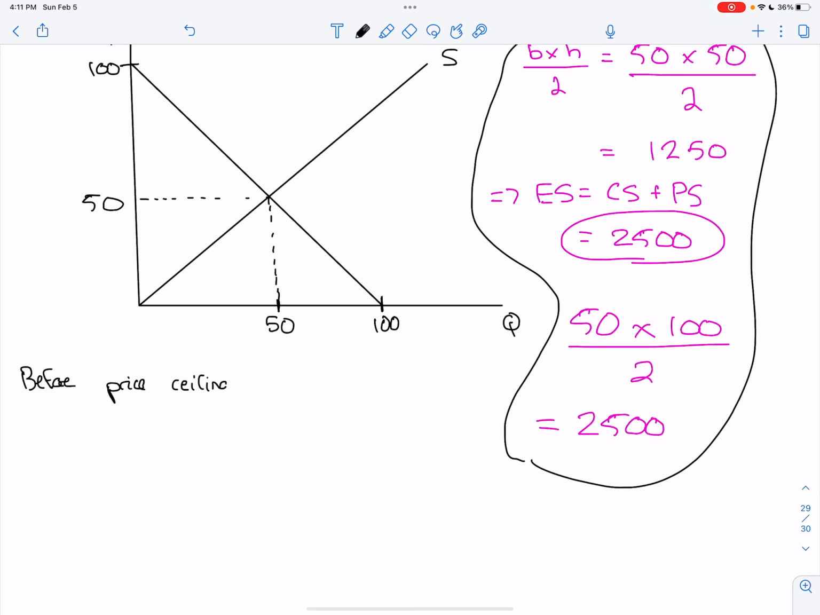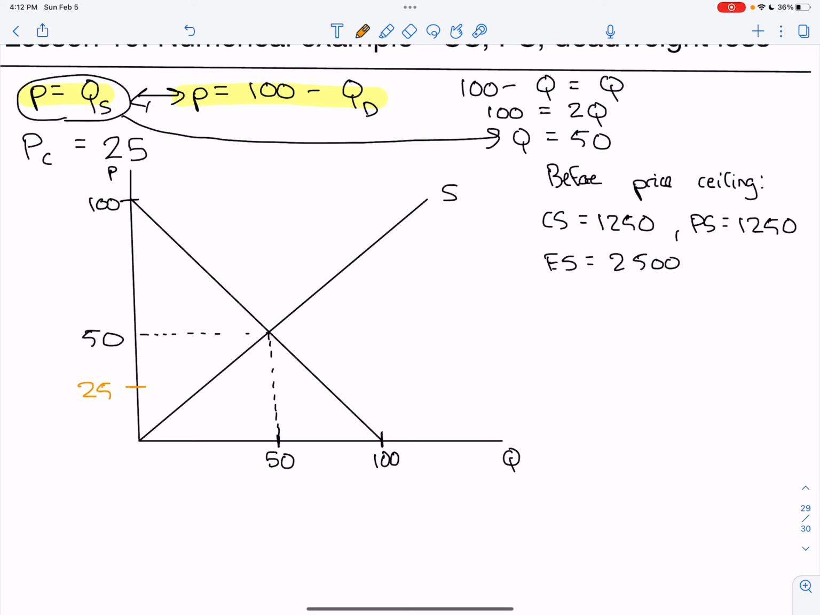So our price ceiling would be right here at 25. Okay, now let's just draw out what we know our consumer surplus will be, what our producer surplus will be, and what our deadweight loss will be.